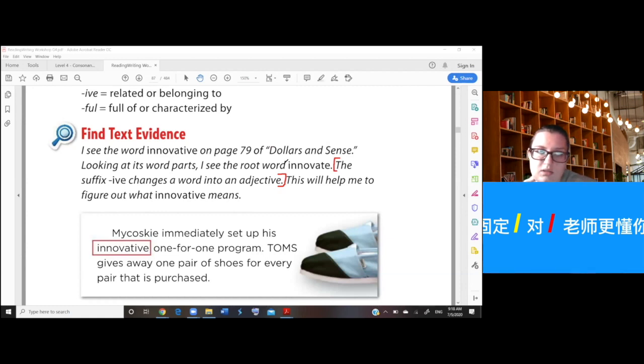You know what an adjective is? Adjective, ADJ. What does it describe? An adjective describes a noun. So, like, blue shirt. Blue is an adjective. This will help me to figure out what innovative means.